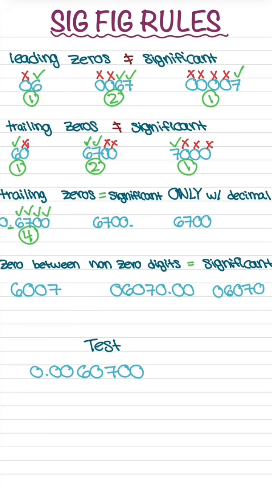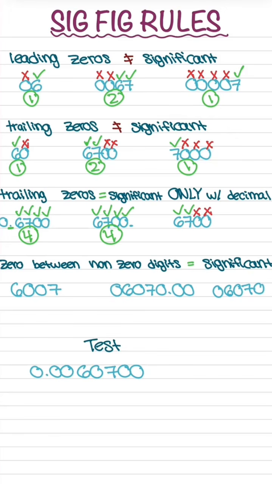Same thing over here, even though they're right after the 6, 7, and they are trailing, since there's a decimal, they will all be significant. So we have 4 sig figs again. But this one, 6, 7, is going to be significant. Notice how there's no decimal. Therefore, back to rule number 2, trailing zeros are not significant.